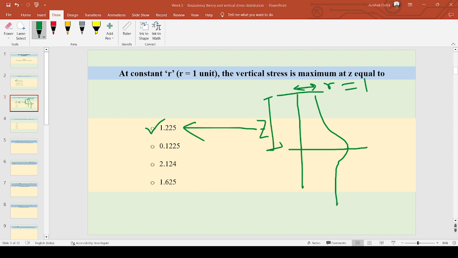Who is there in the meeting? Okay, yes. So that is 1.225, the value of z at which we can obtain the maximum vertical stress. Okay, next question.